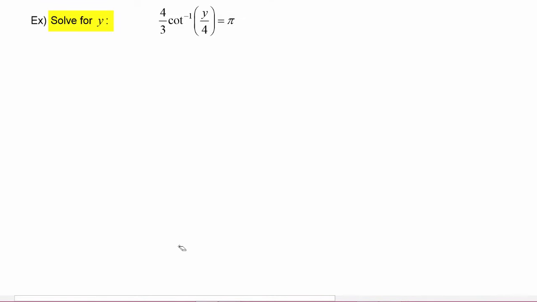In this example, we have to solve for y. We are given the equation 4/3 cotangent inverse of the quantity y over 4 is equal to pi. The first thing that we will need to do is multiply both sides by 3 over 4. So our equation becomes cotangent inverse of the quantity y divided by 4 is equal to 3 pi over 4.